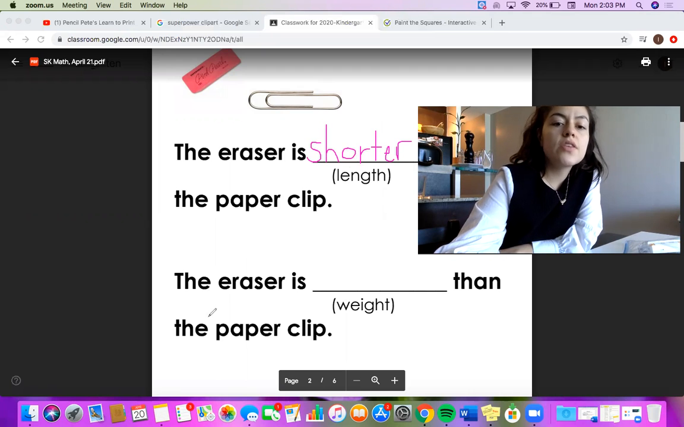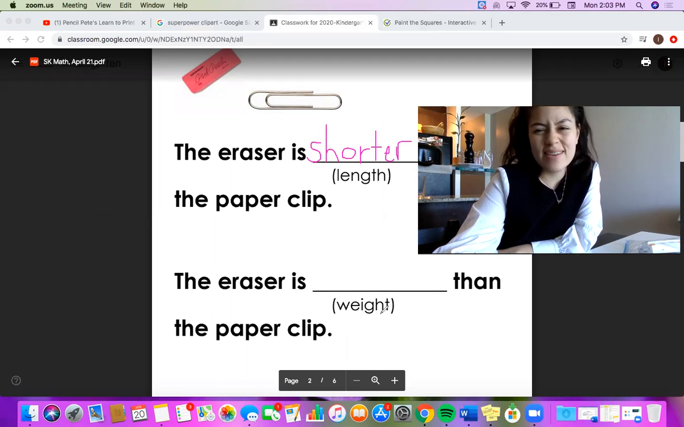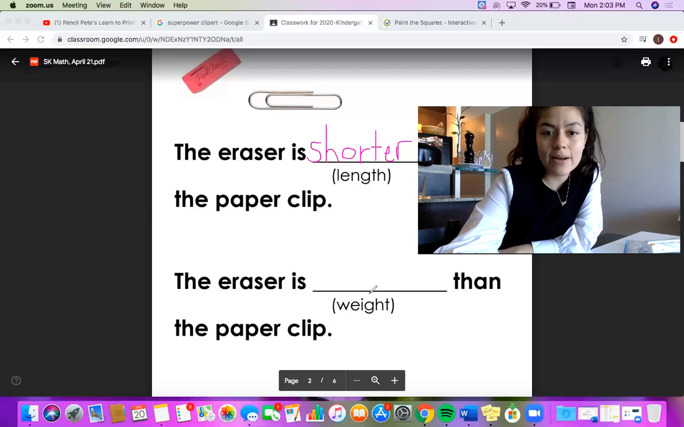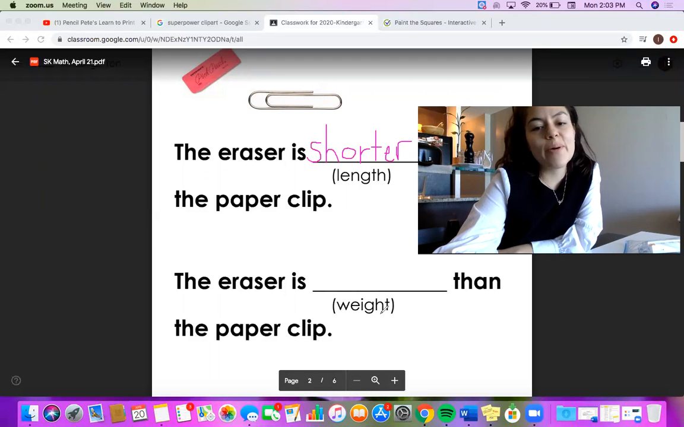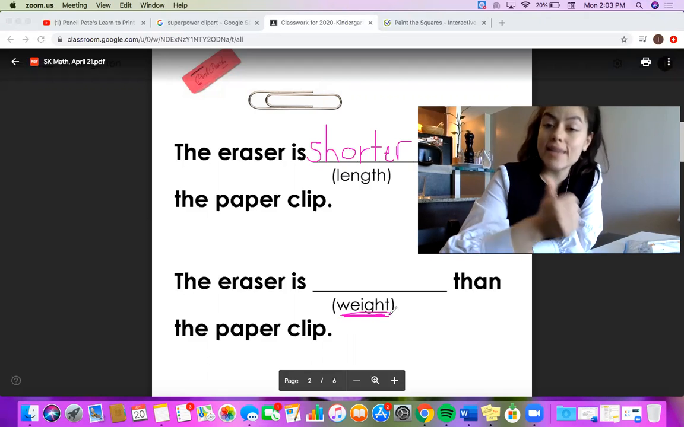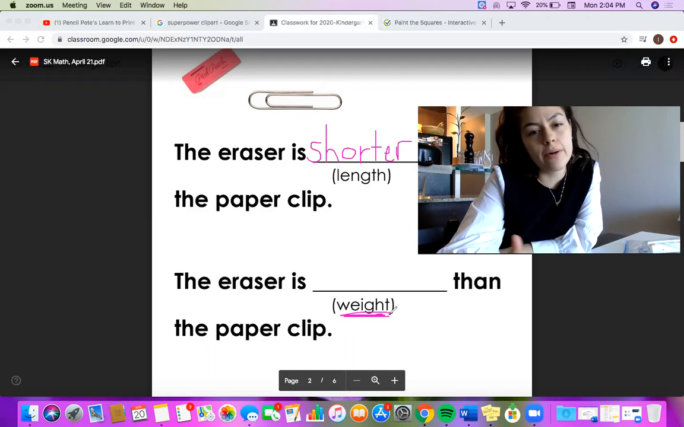Next sentence: the eraser is blank than the paperclip, and they want me to address weight. So it would not be right if I wrote that the eraser was shorter than the paperclip again, because talking about how short it is is not addressing the weight. The key words they're looking for to answer the weight are either lighter or heavier.